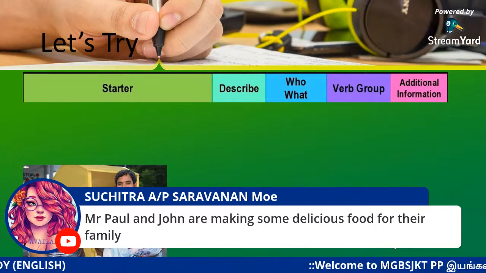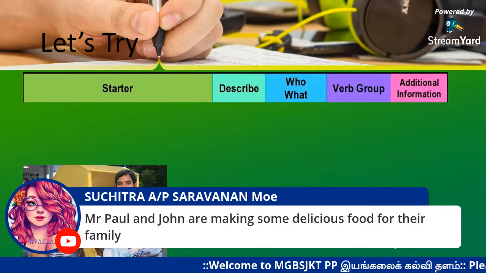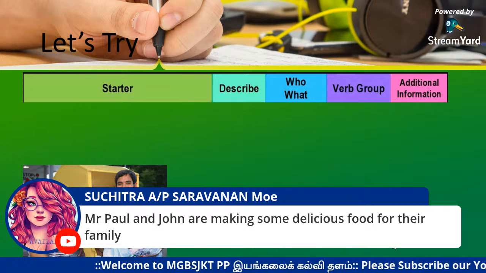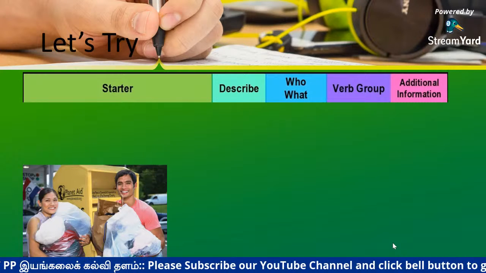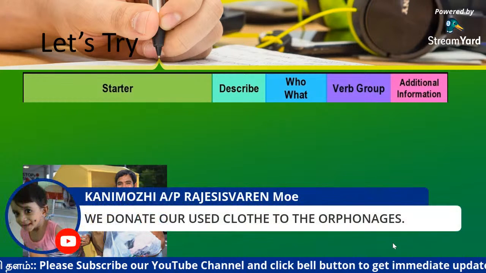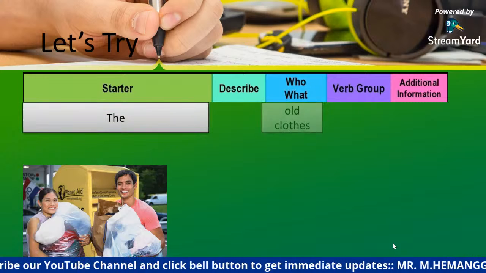Right. One more. By Suchitra, Mr. Paul and Joan are making some delicious food for their family. But I don't see any food there. Okay, anyway, good try.